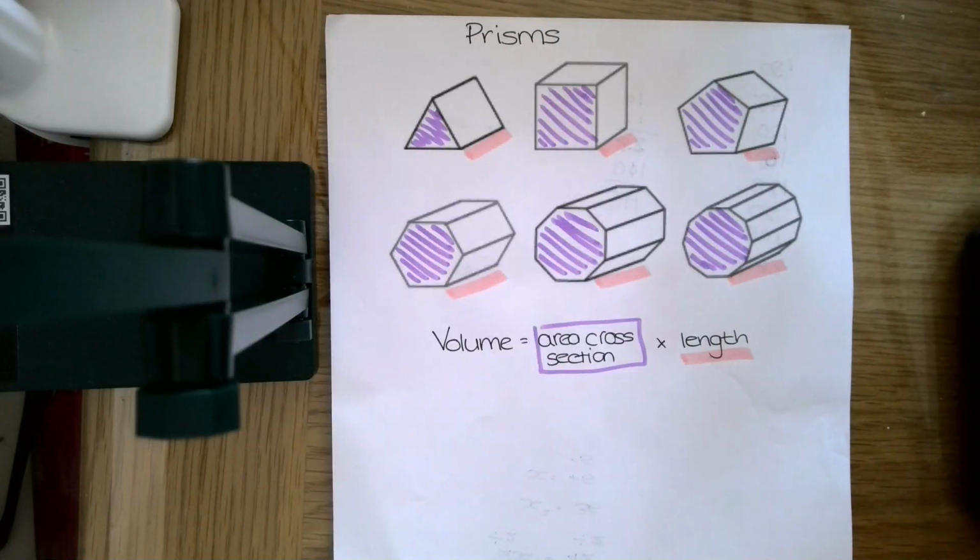Year 8, just wanted to give you a couple of reminders on what we've been doing recently, ready for some review work you're going to do. We've been finding the volume of prisms, and so I just wanted to recap a couple of examples in case you need to have a little review.